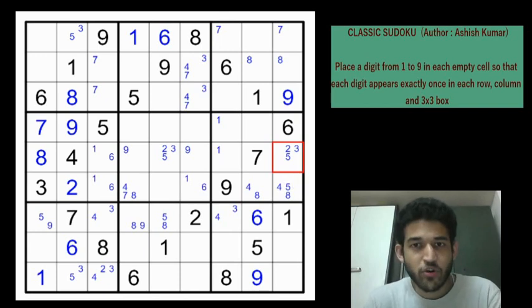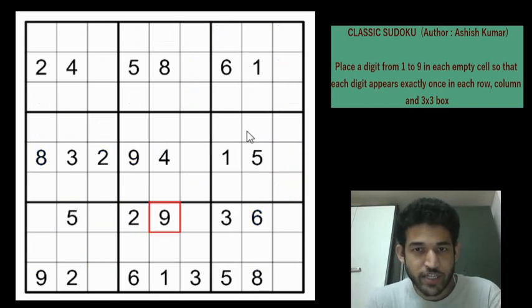Okay, so let us move on to a different window to explain this technique, the technique that we are going to use now. If you look at this grid, this is not the actual grid that we are solving. This is a sample grid to explain the technique that we are going to use.